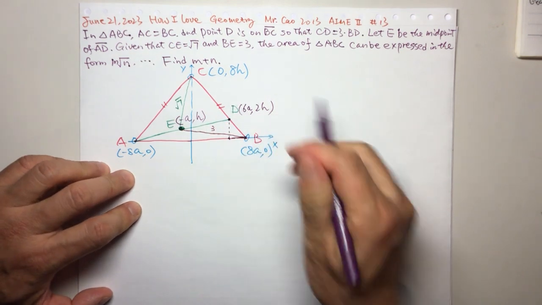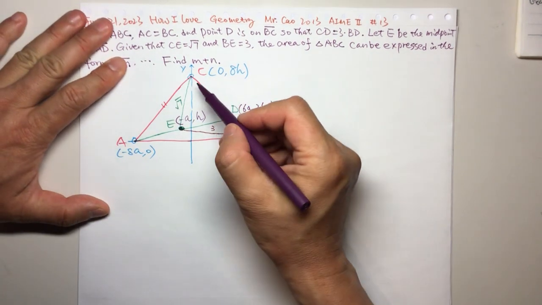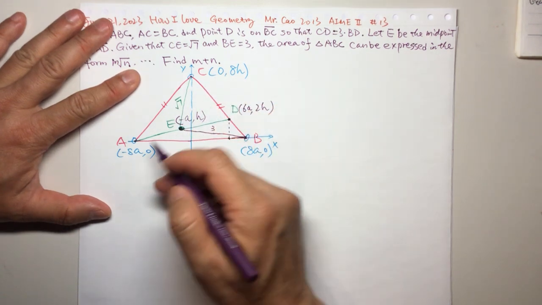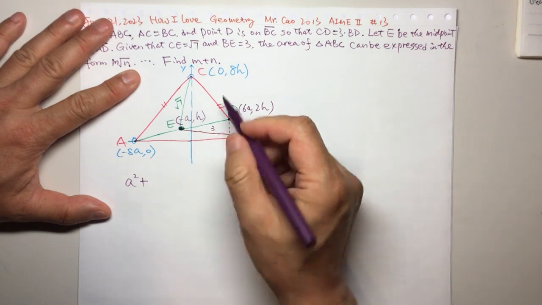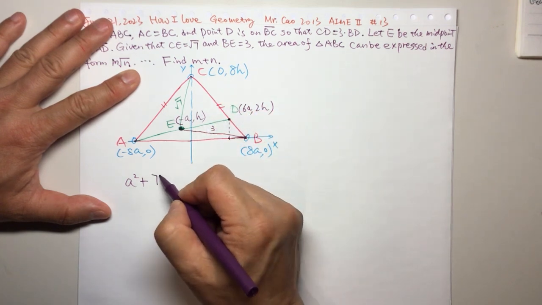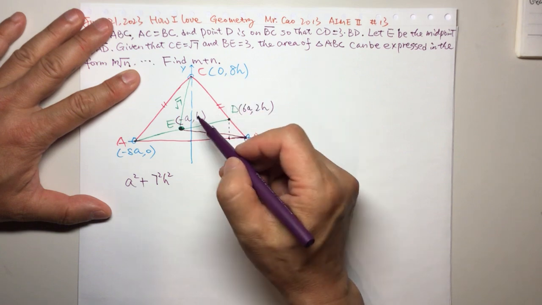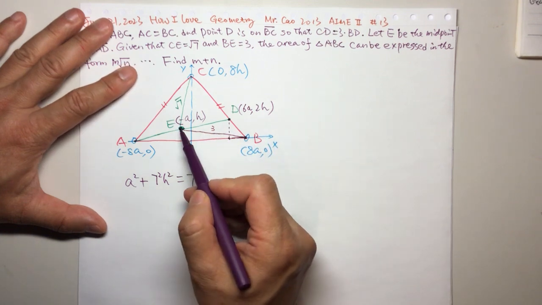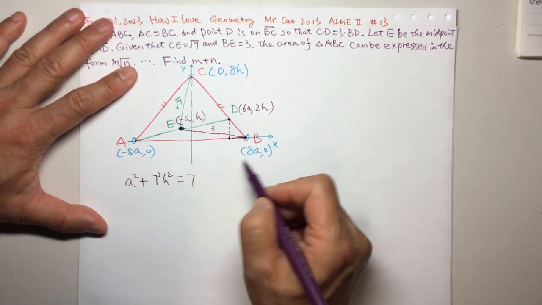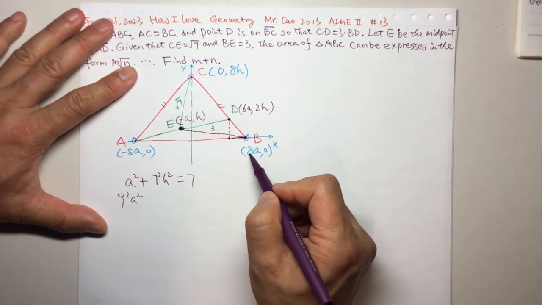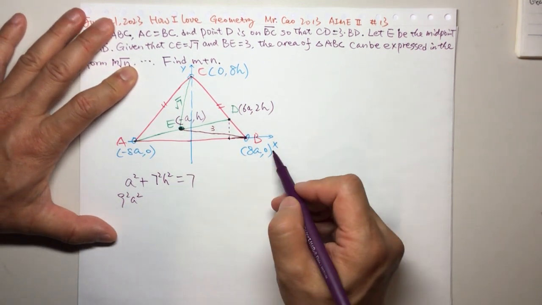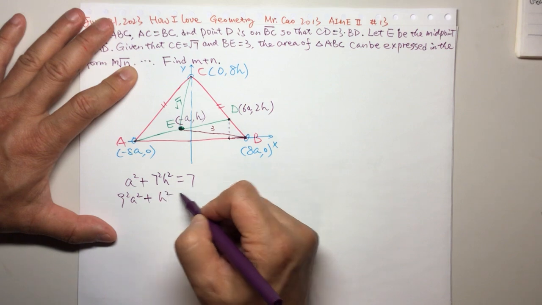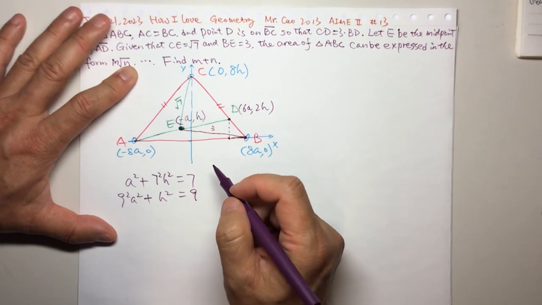Now we can write the equation, then solve it. Because CE is square root of 7, then we can write 0 minus negative a is a, squared, plus 7 squared h squared, right? 8 minus 1, so equals 7. That's the first equation. Then we can use BE for the second equation. So 9 squared a squared, 8a minus negative a, right? And 0 minus h, negative h, squared is h squared. So equals 3 squared, which is 9.